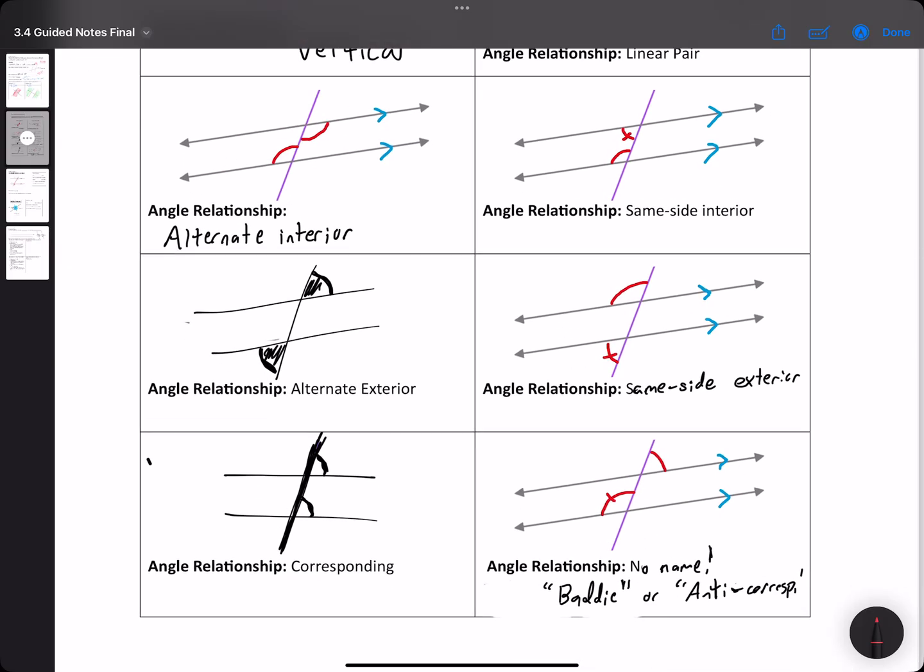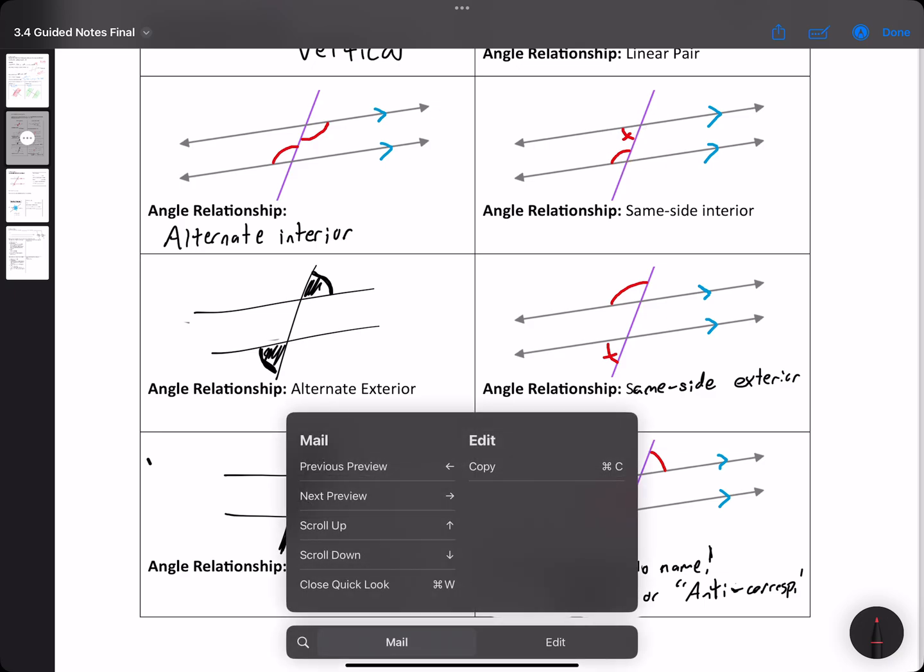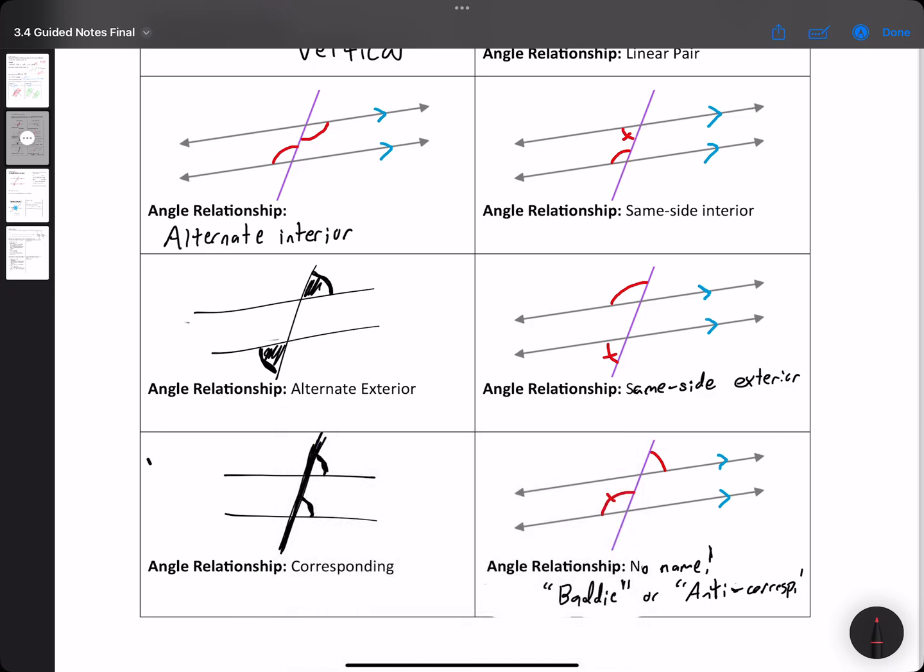We've got same side interior, which is the same thing, except instead of being on opposite sides of the transversal, they are on the same side of the transversal. So they're inside, sandwiched in between the two parallel lines, and they're on the same side, either both on the left, both on the right, or if you turned it sideways, both on the top, both on the bottom of that transversal. They're same side interior.